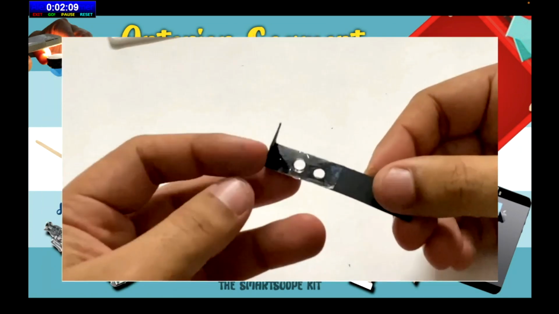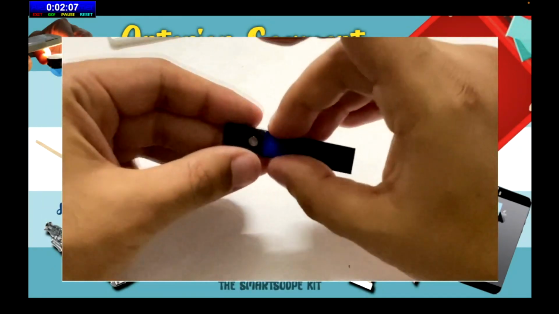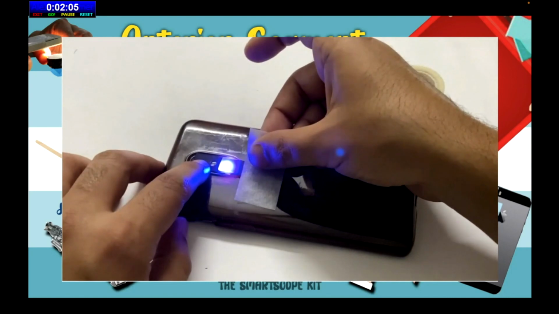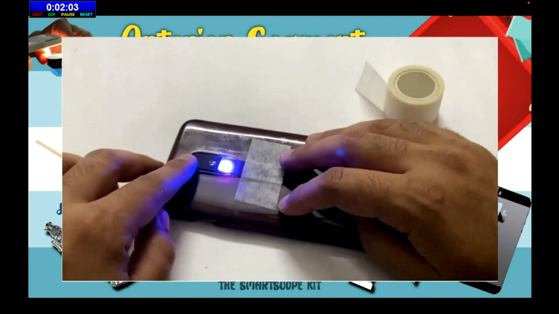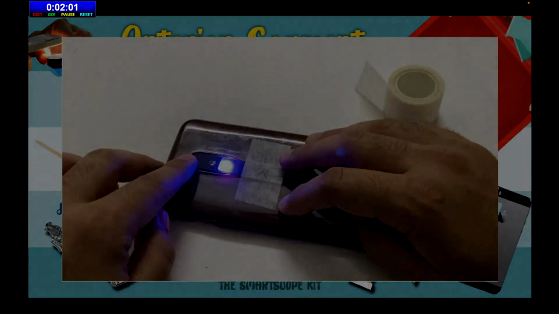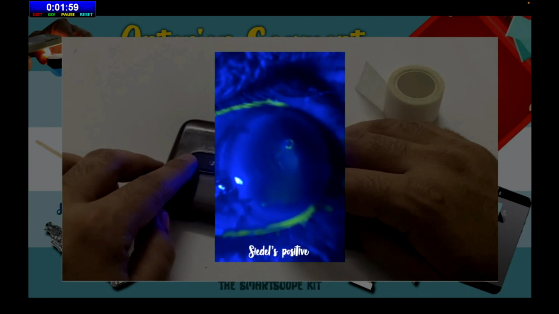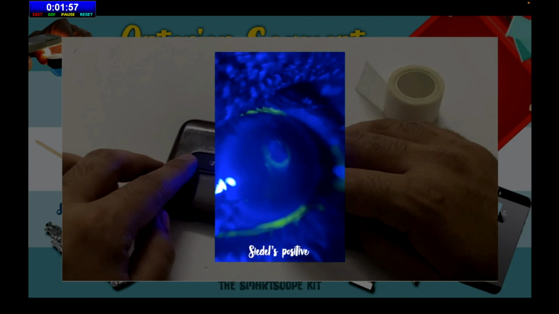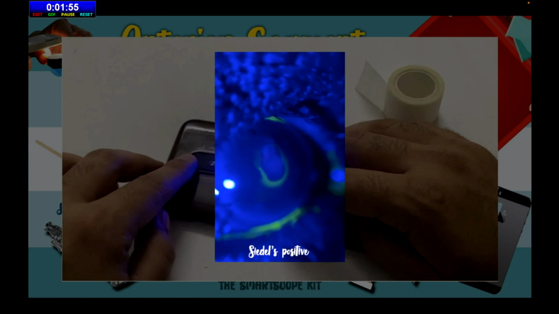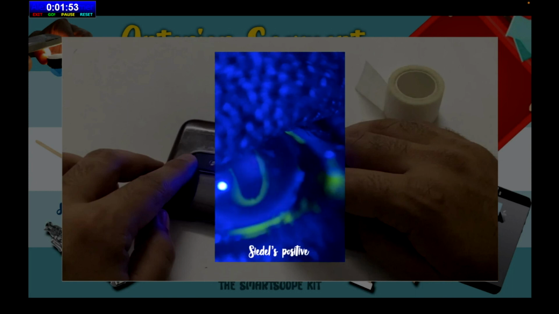Then we have the Scooby Doo. Over here we have the lens along with a blue filter attached, and this can be used in a lot of cases, such as this one, where you can see the Seidel's positive test. So this is actually not taken with the slit lamp.